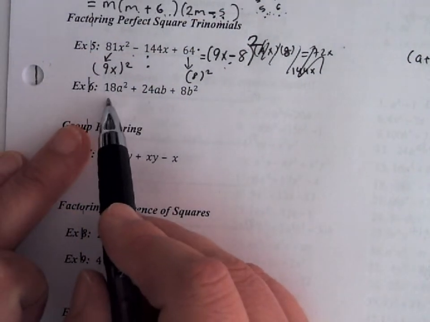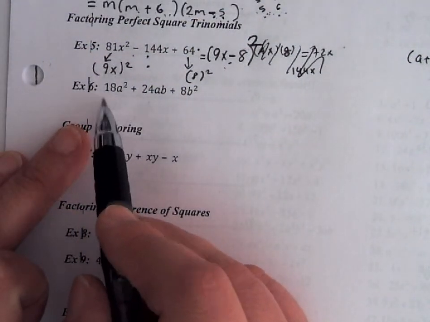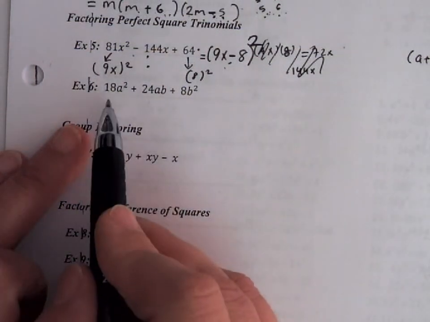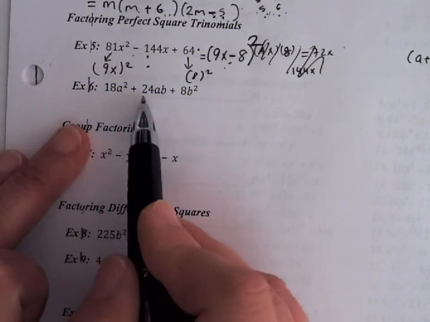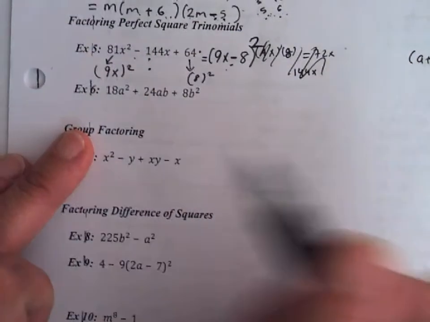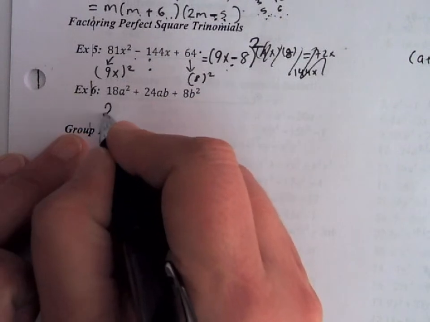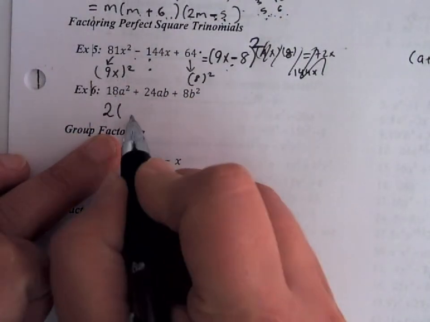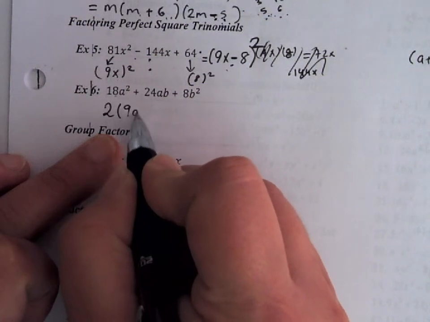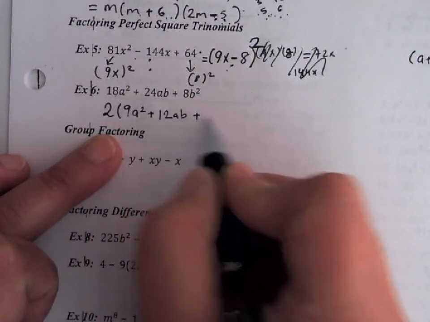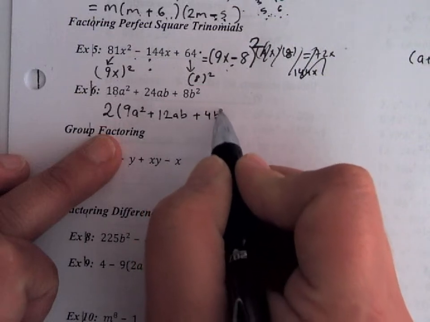So again, anytime when you need to factor, check for the common factor first. Okay, that is the first step that you should be taking. So we see here 18, 24, 8, looks like 2 is a common factor. So factor that out first, 2. Then divide each term by the common factor. So we get 9a squared, 12ab plus 4b squared.